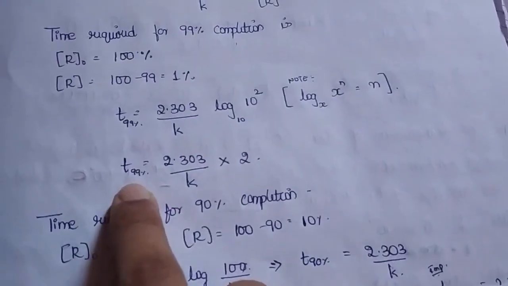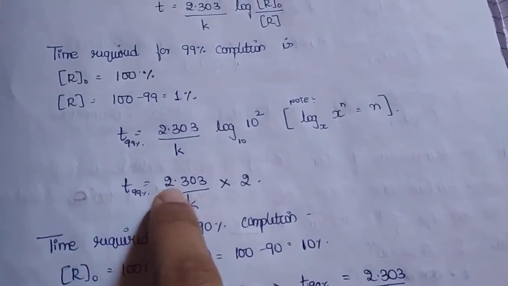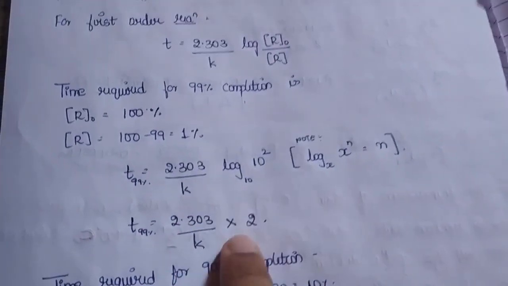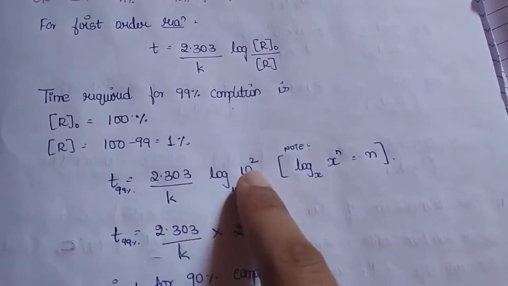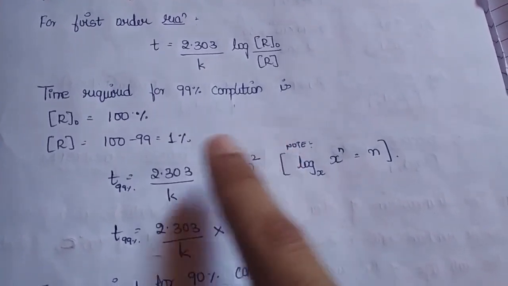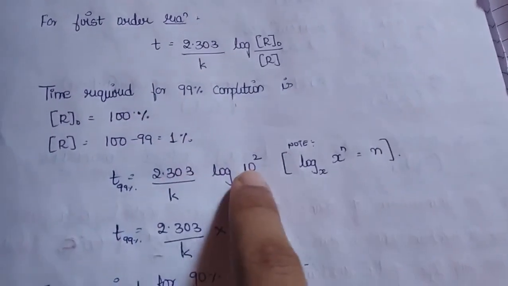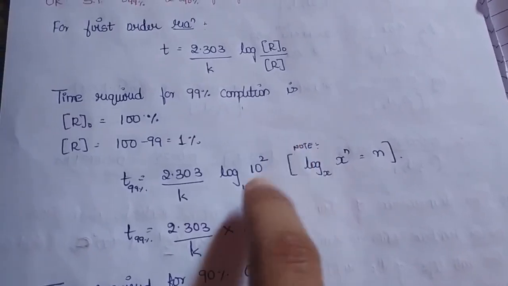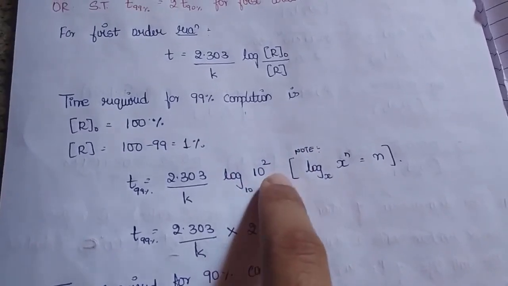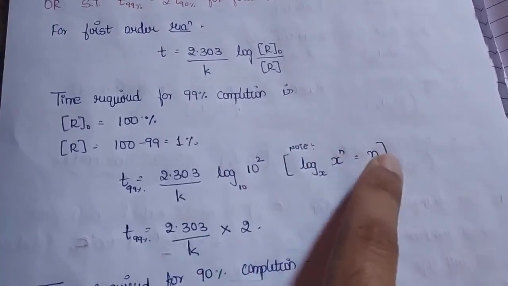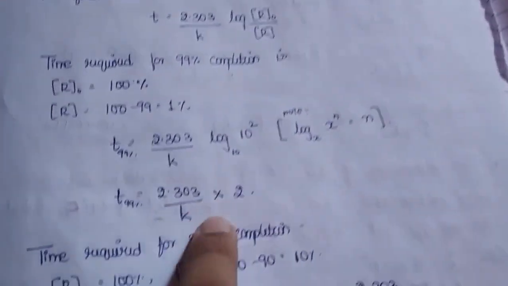So what are we going to get? The time for 99% is 2.303 by k into 2, because the log of 10 to the power of 2 I have got. Log 100, whatever you get, is 10 to the power of 2. The 10 cancels: log at the base 10 of 10 to the power of 2 is what? Whatever power is on top, that is the answer.